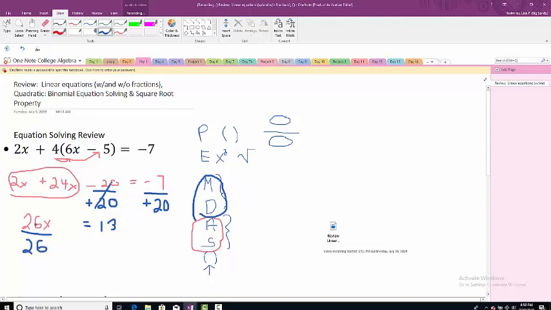So 26 is being multiplied by x, 26x. We do the opposite, which is to divide, and then we simplify this fraction. 13 over 26 is the same as 1/2. So our answer is 1/2, or you can say 0.5.